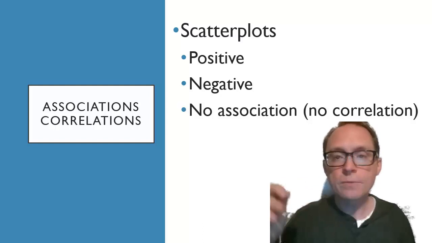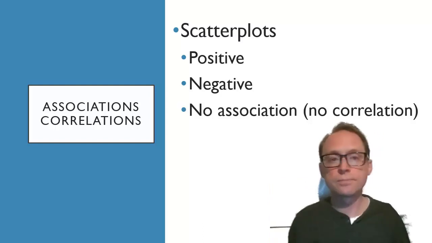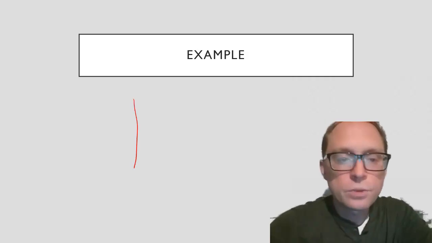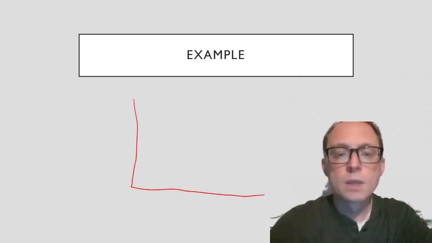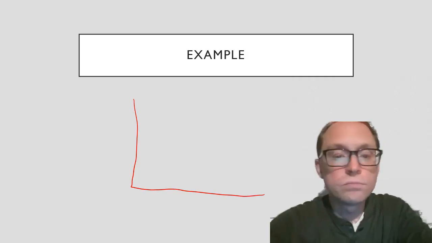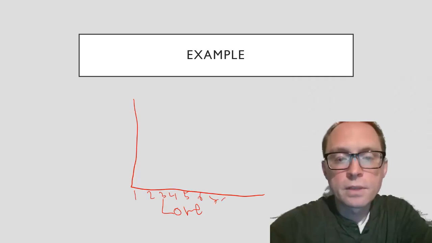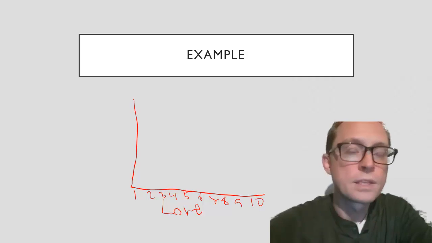And if the line is flat, we have no association. There's no correlation. So what this looks like, just to remind you, is let's go ahead and make a scatter plot. A scatter plot uses an X and a Y axis, and in this case, let's have the amount of love over here. Remember, they could have 1, 2, 3, 4, 5, 6, 7, 8, 9, or 10 amount of love. That's how we were measuring it.